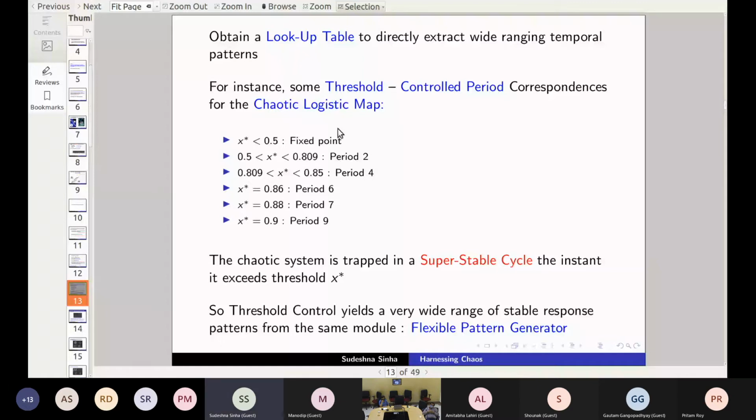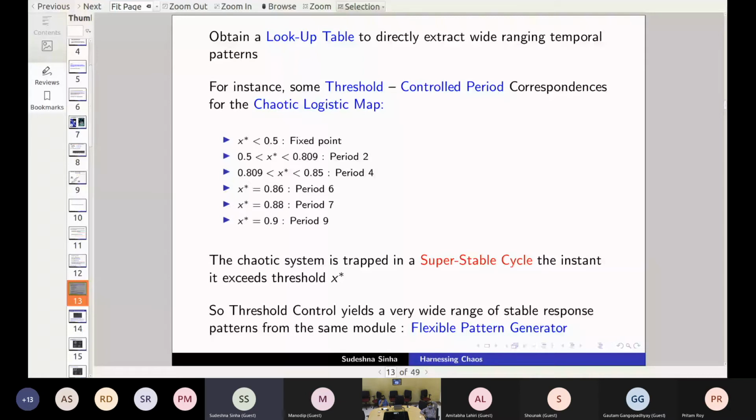And one could also show that this chaotic system can be trapped in a super stable cycle, which means it's very robust. The instant it exceeds threshold, there's not much transience. So fatafat it gets caught and sticks there forever. So what do we get out of it?